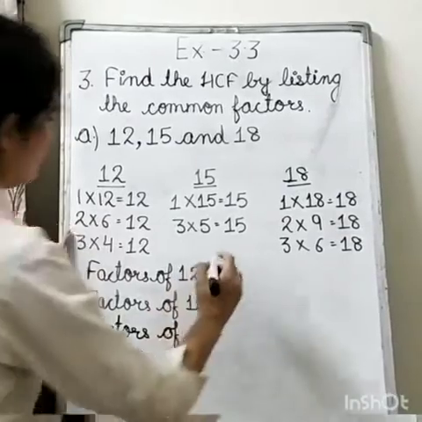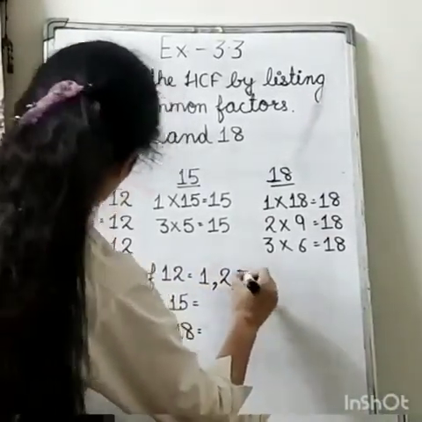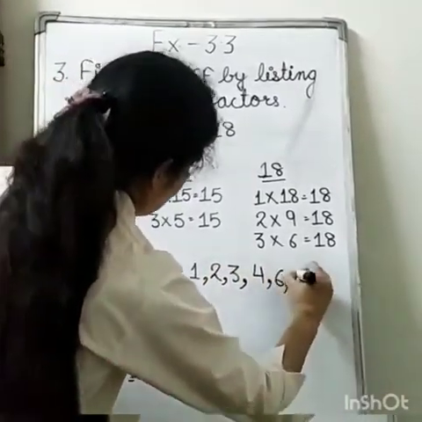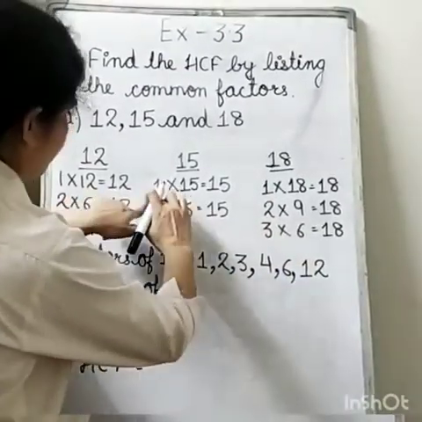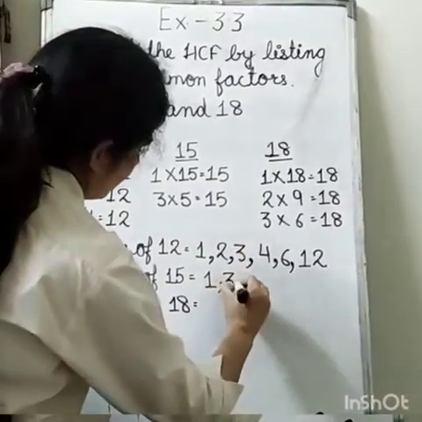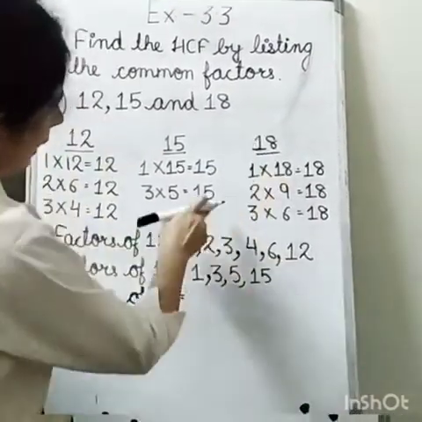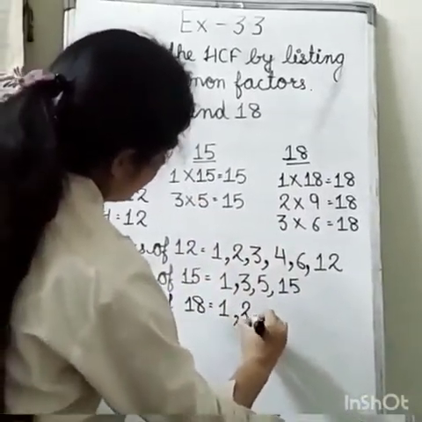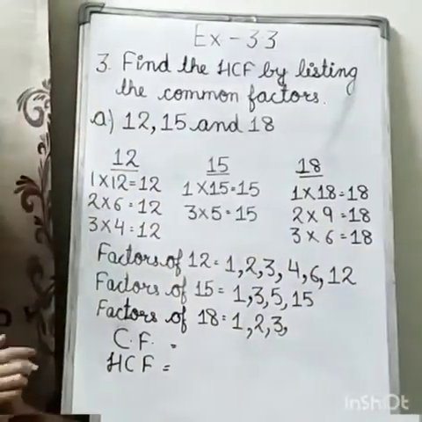Like factors of 12 are 1, 2, 3, 4, 6 and 12. Fine. Next, factors of 15. 1, 3, 5 and 15. Factors of 18 are 1, 2, 3, 6, 9 and 18.